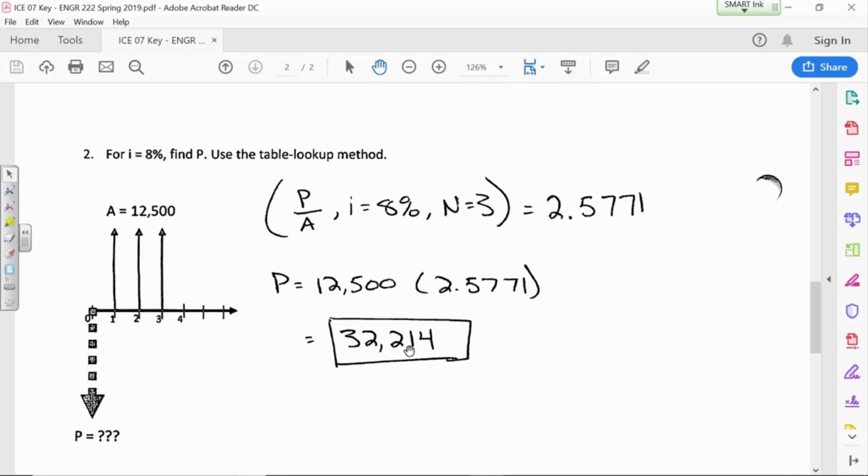And again, you can see that the answer has been rounded off to as many digits as we have in the factor. This factor had 5, rather than the last one only had 4. So this factor, 2.5771, that's 5 numbers: 1, 2, 3, 4, 5. 32,214. So I wouldn't say 213 and 85 cents or whatever the calculator is saying, because anytime you write those extra digits, it's like you're claiming that's the precision and accuracy of your calculations. But in this case, we don't have that degree of accuracy. We can only quote it to the nearest dollar because of the factor.